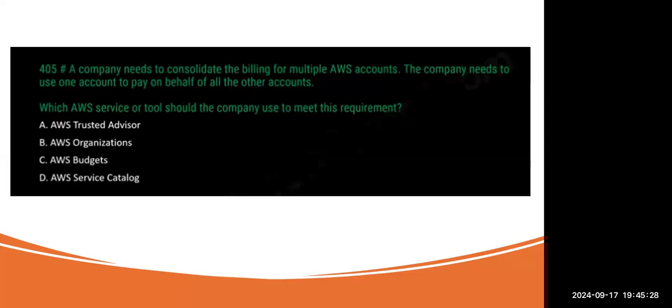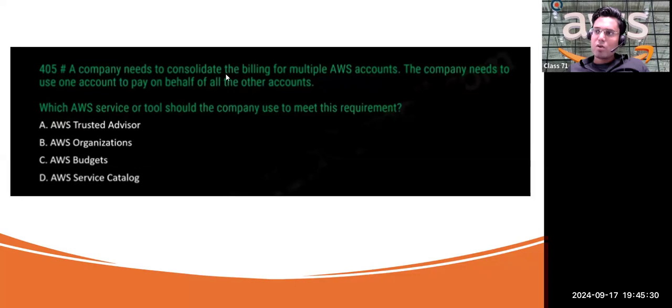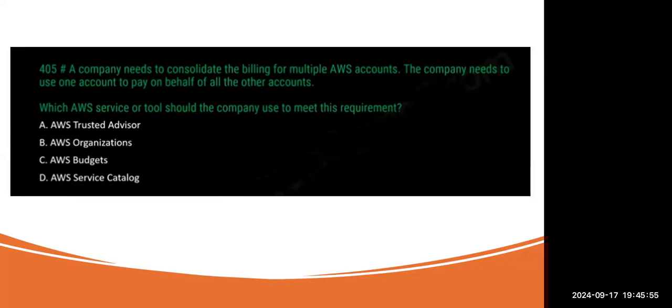Okay, so a company needs consolidated billing for multiple accounts. We have different types of accounts, and the company needs to use one account to pay on behalf of the other accounts. We already learned this. So consolidated billing: we have one account, and why? If you have multiple accounts, then you will get some discounts. So now the answer. What do you think? Whenever they say one account, you always know it's AWS Organizations.